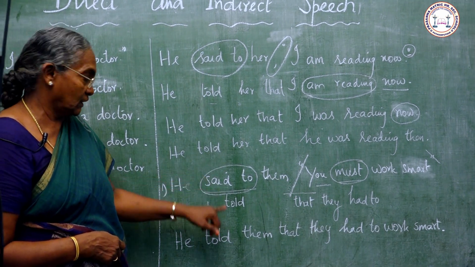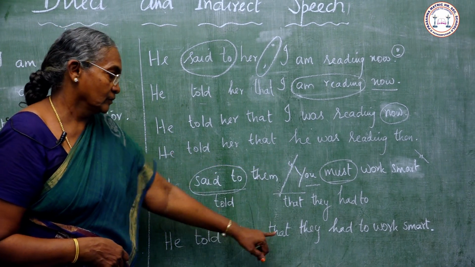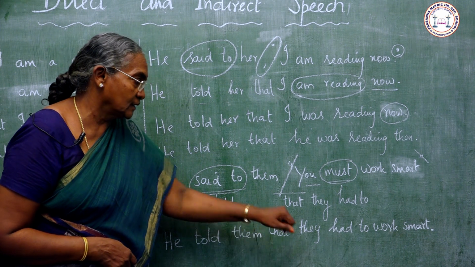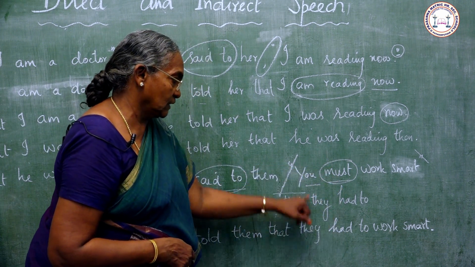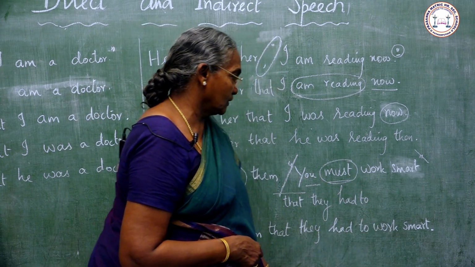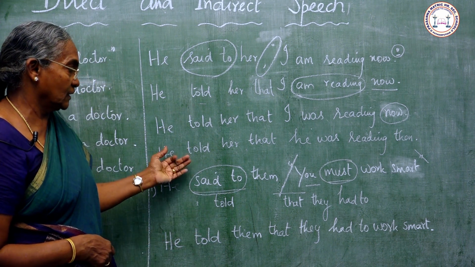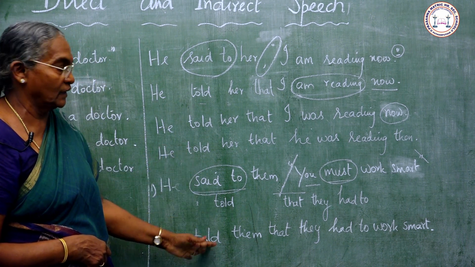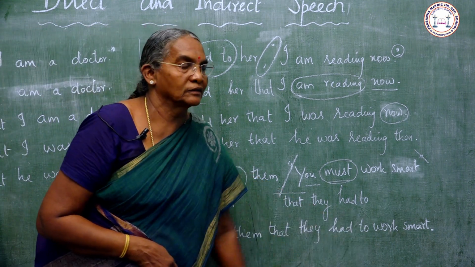Said to changes into told. Comma and quotation mark removed. Conjunction that is added. Must changes into had to. You changes into they, and that's all. These are the changes we have made in changing a sentence from direct to indirect. He told them that they had to work hard.